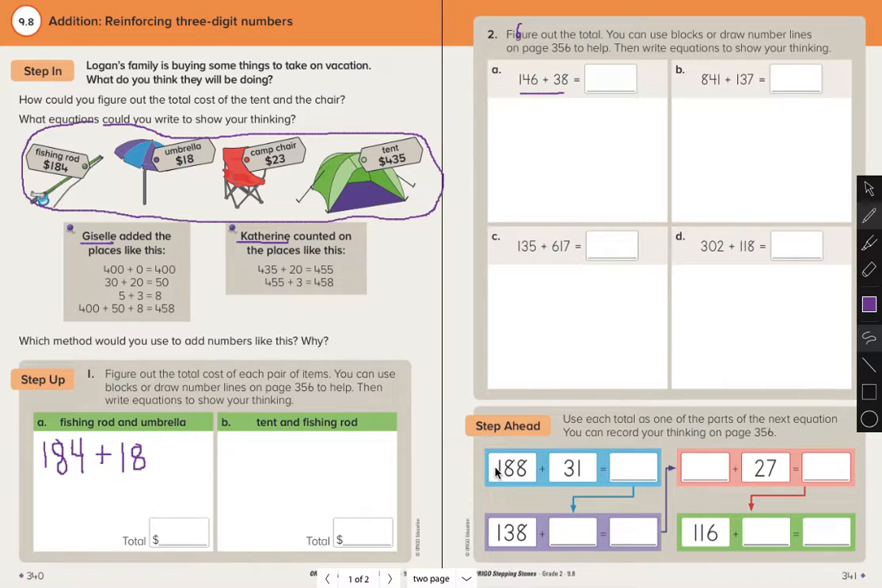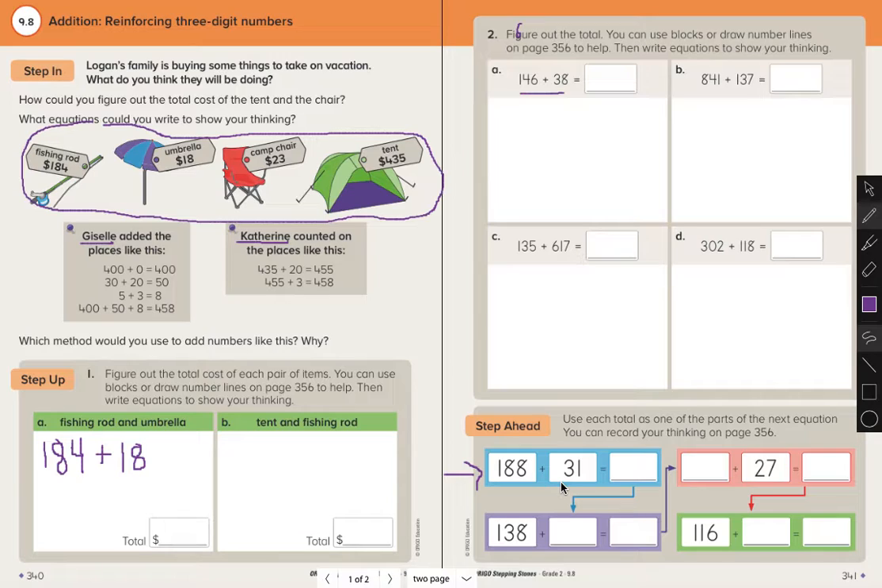Now for the step ahead. Use each total as one of the parts of the next equation. You can record your thinking on page 356. You are going to need another piece of paper to record your thinking. Maybe it's a plain piece of paper. You can use 356 if you'd like, but you're not going to have enough room to do all of these equations out on this page. Okay, so basically all you do is you're going to start here with the blue section, and then you're going to follow the arrows. So we're at 188 plus 31. I'll do that one with you guys.